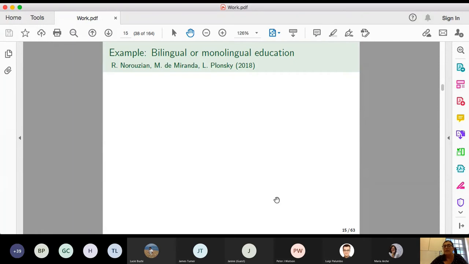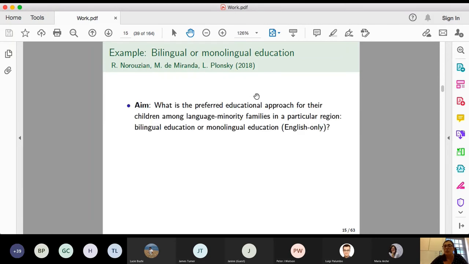So let me now show you an example that I've taken from a paper called The Bayesian Revolution in Second Language Research. It's about parents that live in a particular region and they belong to language minority families, and the concern here is whether they prefer bilingual education for their children or monolingual education, meaning only English for their children. Excuse me.